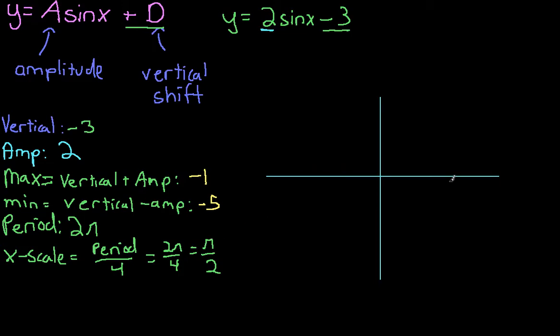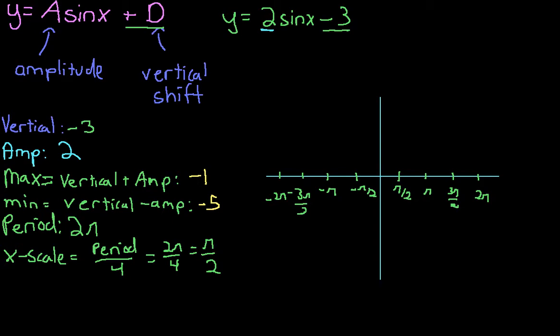I'm going to go ahead and draw that in right now. So that would be pi over 2. That would be 2 pi over 2, which is just pi. This would be 3 pi over 2. And this would be 4 pi over 2, which is just 2 pi. On the left side, you're going to have the same setup: negative pi over 2, negative pi, negative 3 pi over 2, and negative 2 pi.